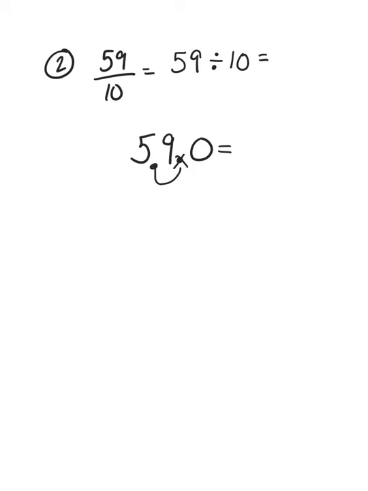That means that 59 divided by 10 is 5 and 9/10. And I can rewrite that in fraction form like this: 5 and 9/10. So 59/10 is equivalent to 5 wholes and 9/10.